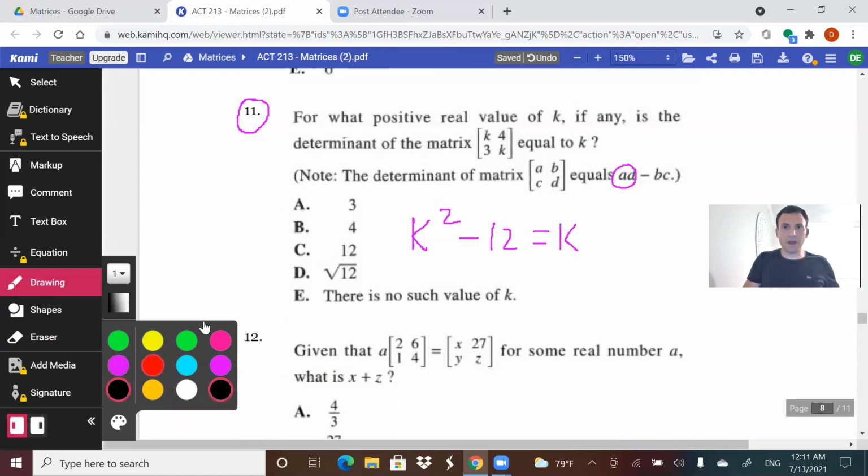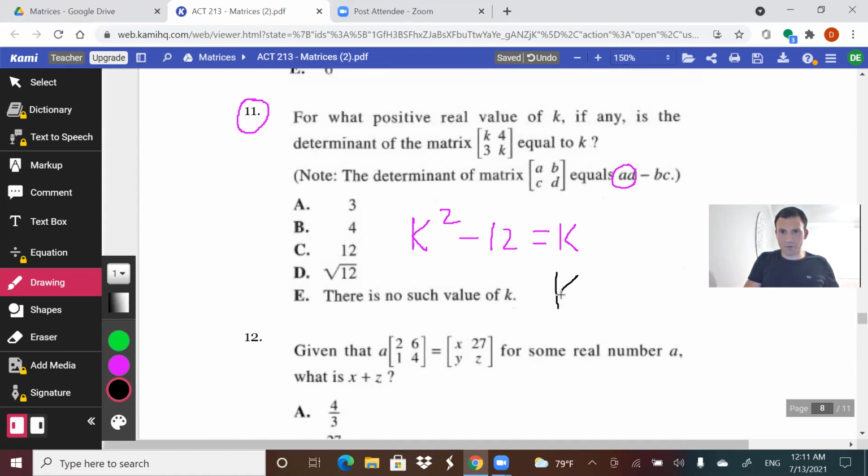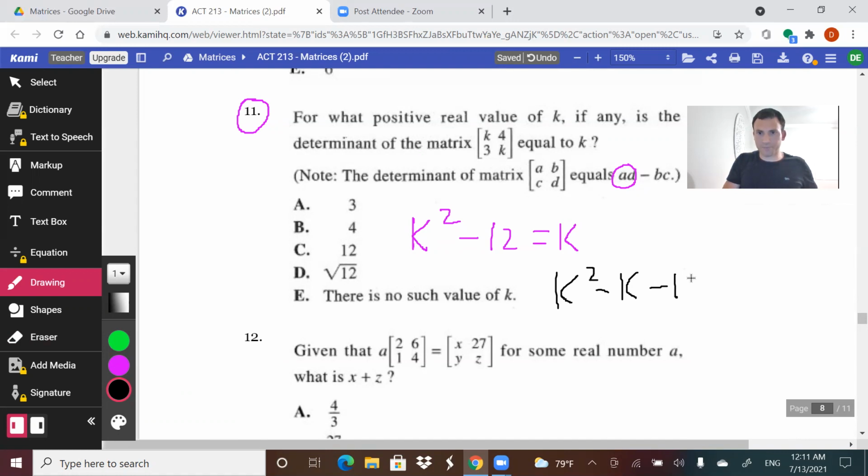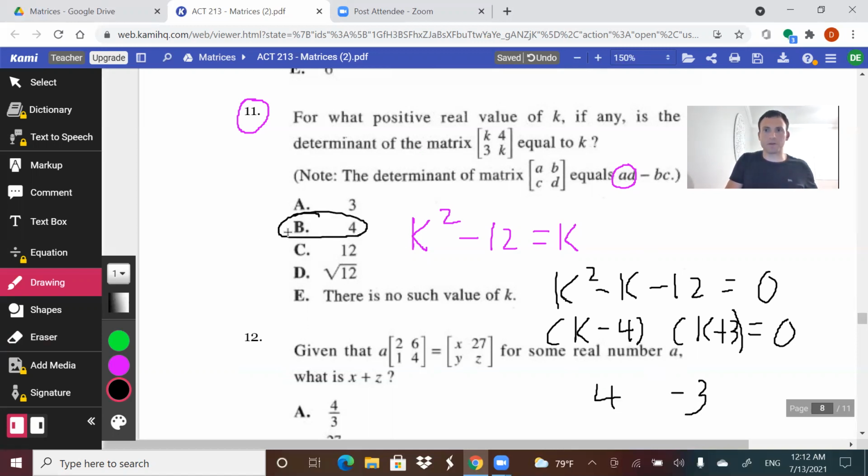Couple options here. Now you could just plug in answer choices and see what makes this balance. Or if you're more traditional with your algebra, you can move this k over and create a binomial. So we're saying, okay, that's going to be k minus 4 times k plus 3. Those are going to multiply to -12 and add to -1. So if you look at it, the 2 answer choices are 4 and -3. So the one that works for this problem is going to be B.